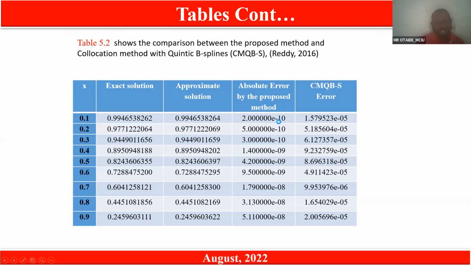You can see the sample points considered, from 0.1 to 0.9. So we see 10, 10, 10, and so on. You see our method here is far better than the method used in literature. We're talking about collocation method with quintic B-splines. So the absolute error gotten from our method is far better than the method compared with literature.